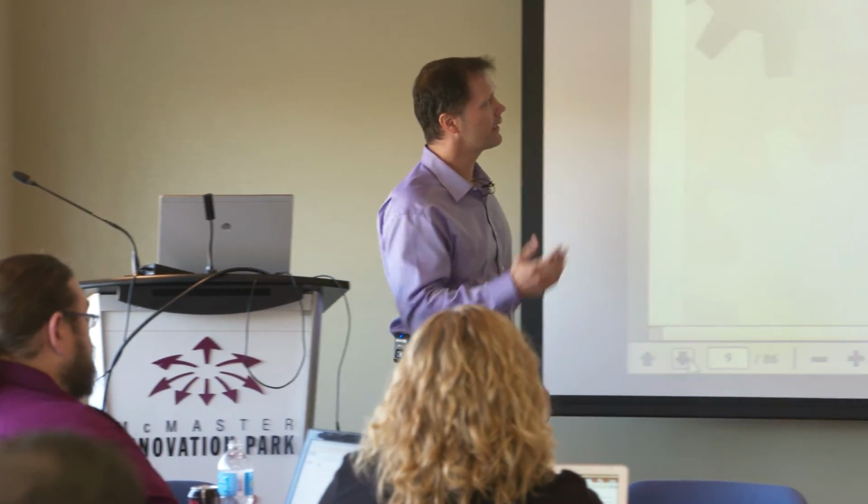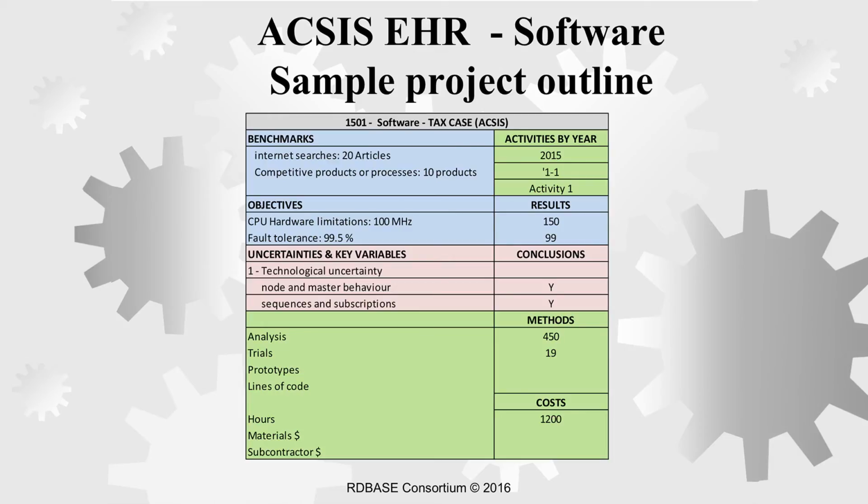So an example of what I call the key criteria on this one. Did they do benchmarks? Yes, they looked at different articles. They looked at competitive products. They don't tell us how many, but we'd have to infer they had some. They tried to provide quantifiable objectives, CPU hardware limitations, fault tolerances, things like that. They identified variables of uncertainty, the node and master behavior, how to deal with sequences and subscriptions. They don't provide a lot of evidence, but at least it's something, right? So you can look at how much work they did and whether that related to a technological advancement.